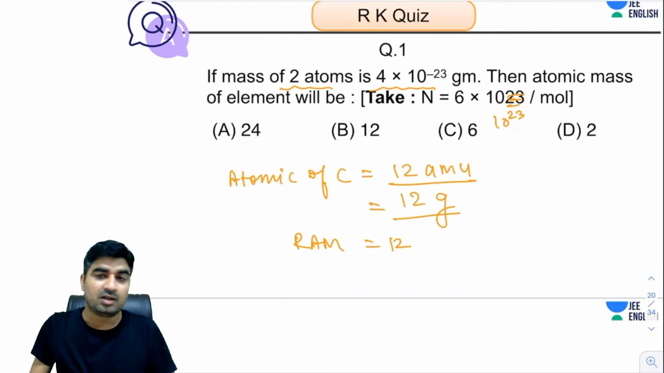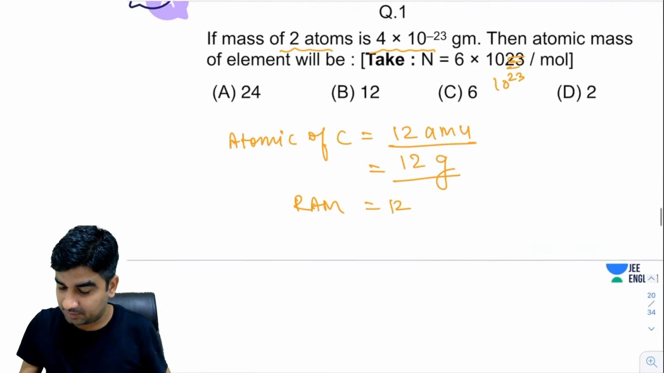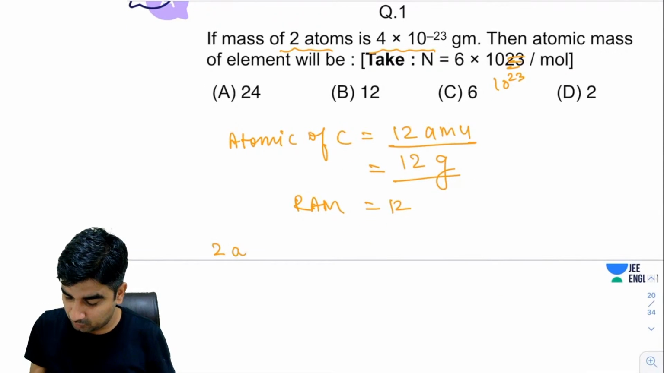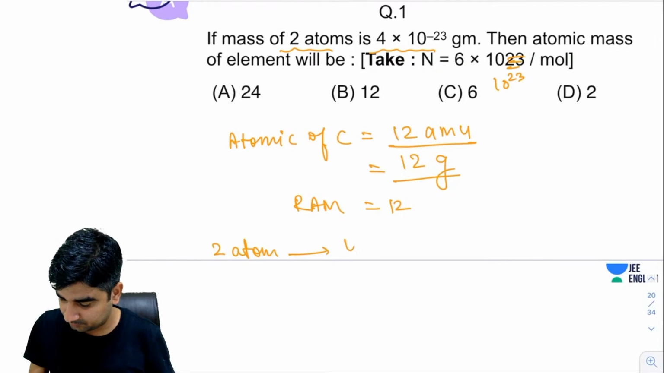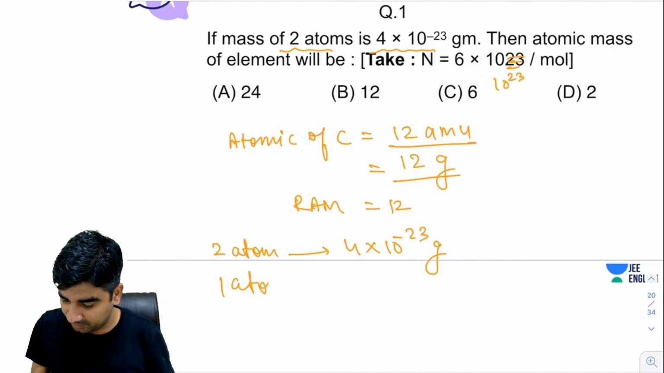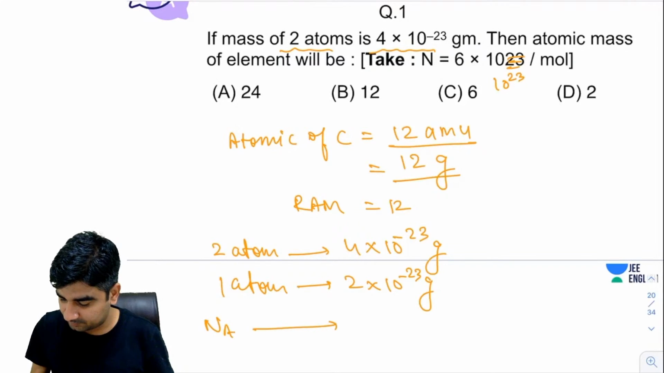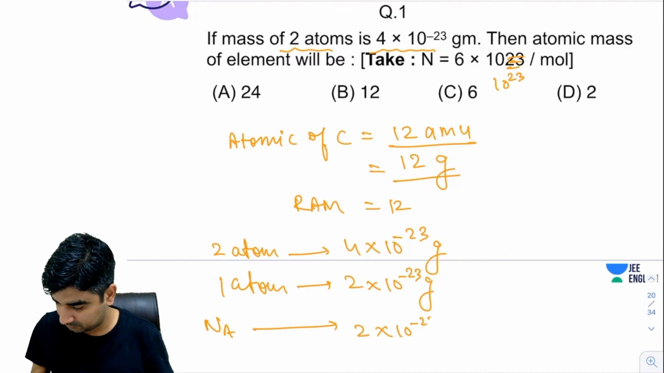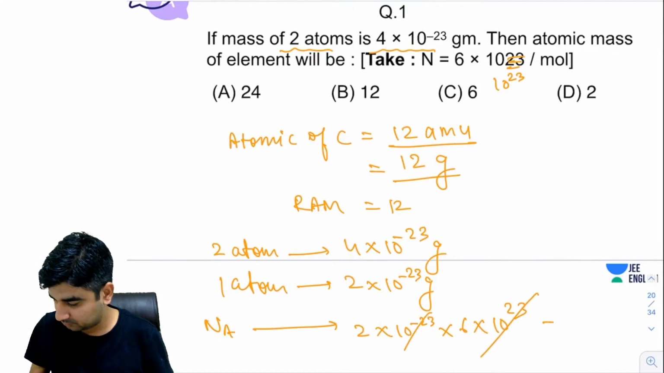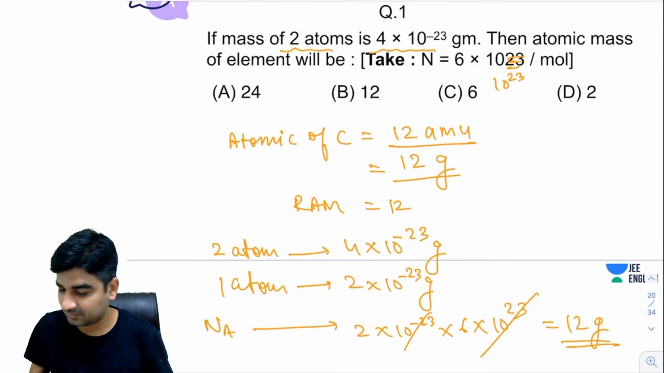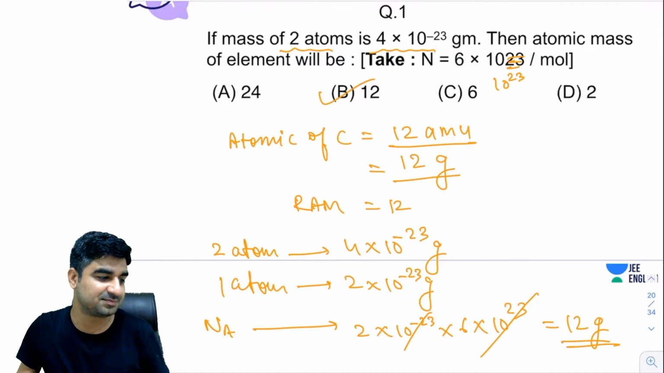So basically this is mass of two atoms. So two atoms have mass. One atom will have, and any atom will have 12 gram. So it is this.